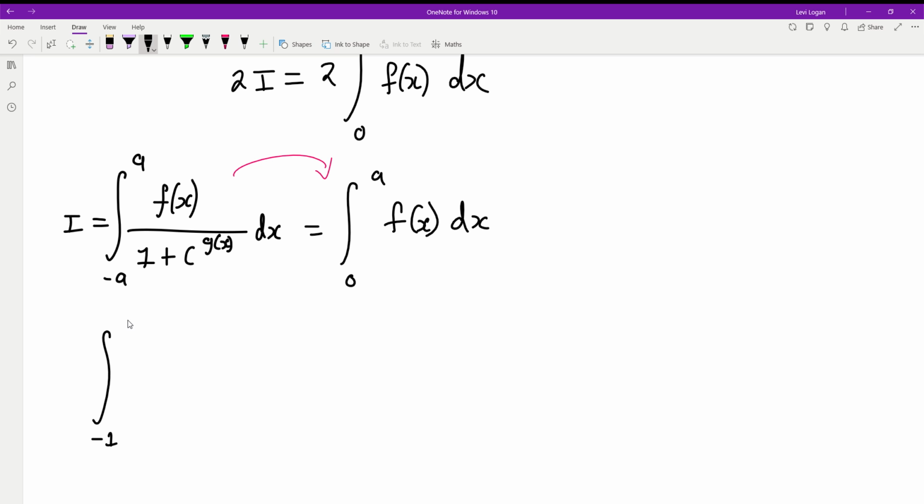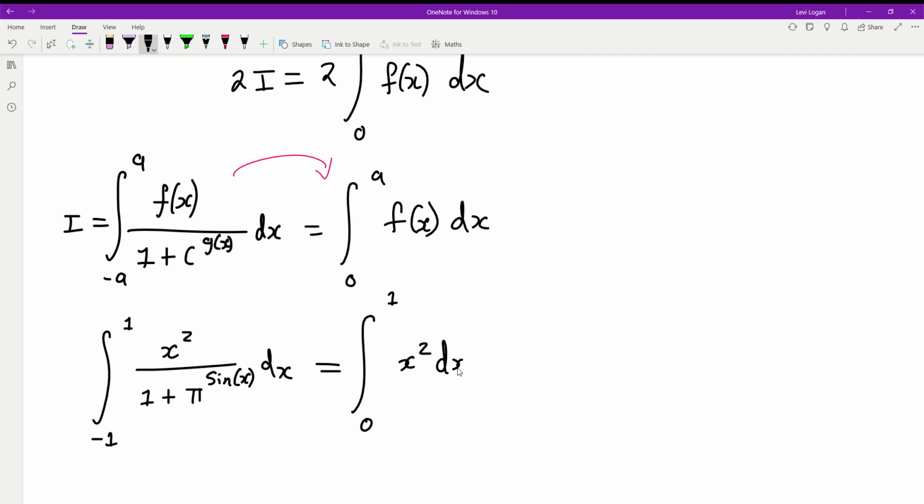From negative 1 to 1 of x squared on 1 plus pi to the sine x dx. We can see sine x is an odd function, pi is a constant, and that's plus 1. So this must be the same as the integral between 0 and 1 of x squared. That's going to be x to the power 3 on 3, from 0 to 1. Substitute in the 1 and the answer is a third. So your integral here is a third.